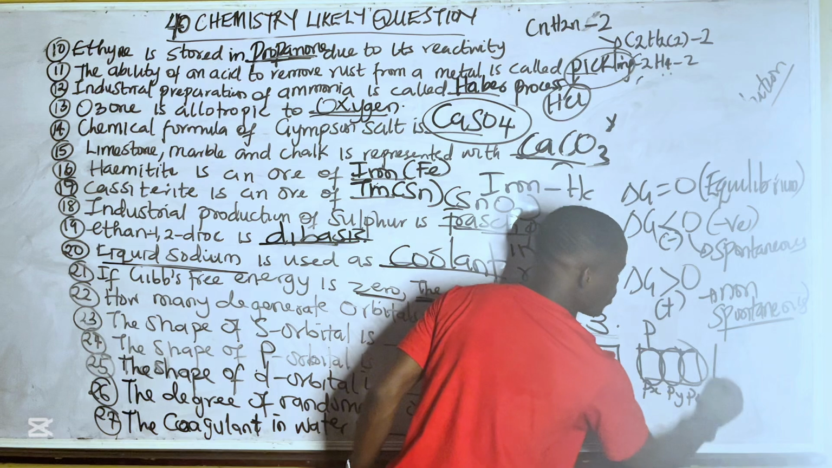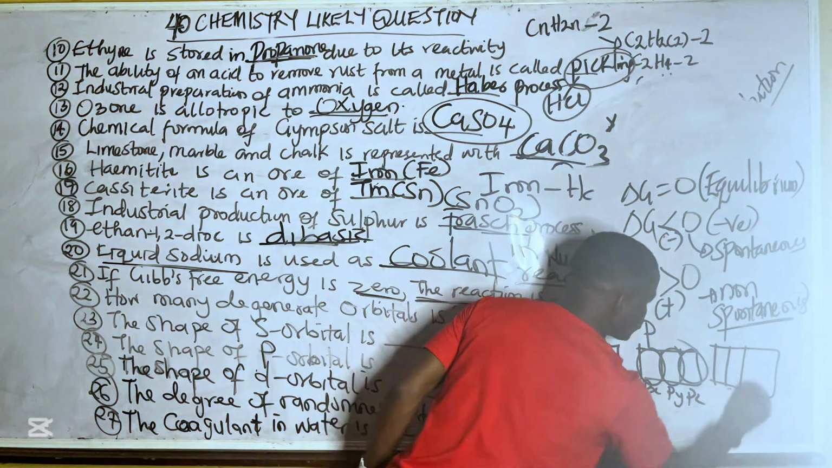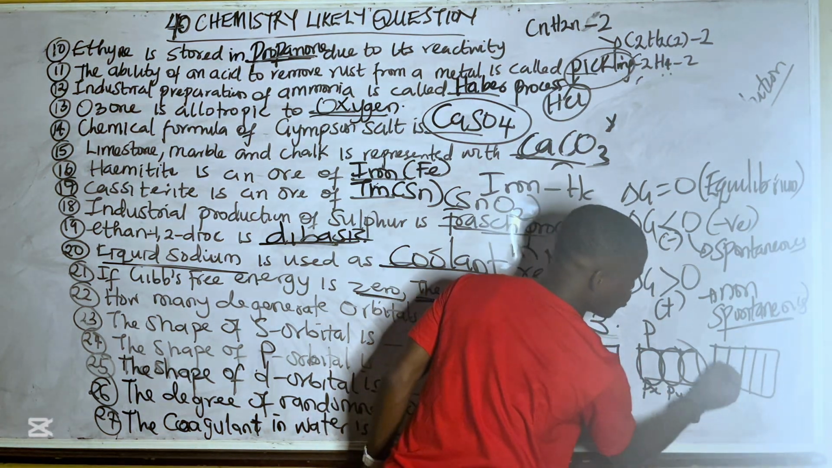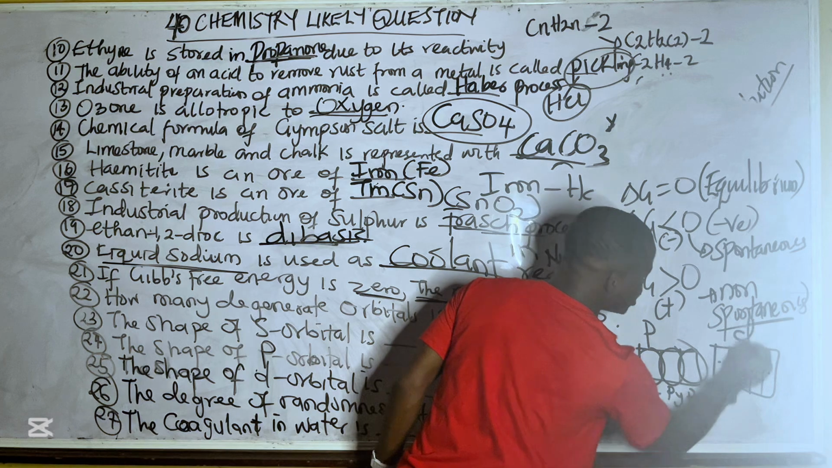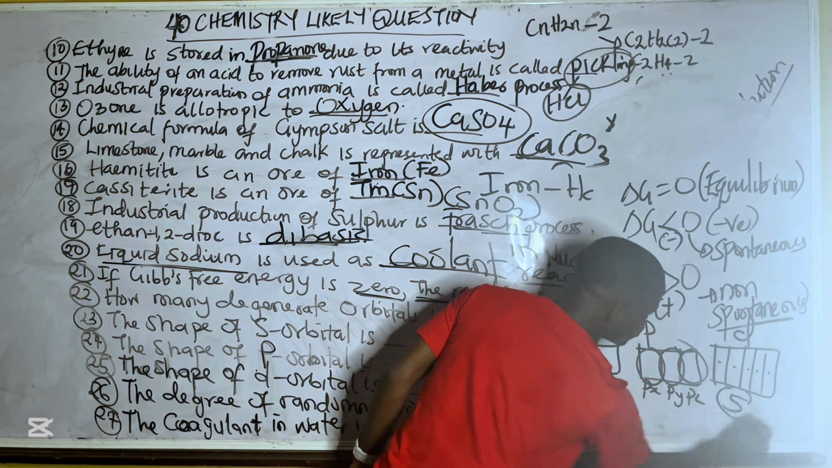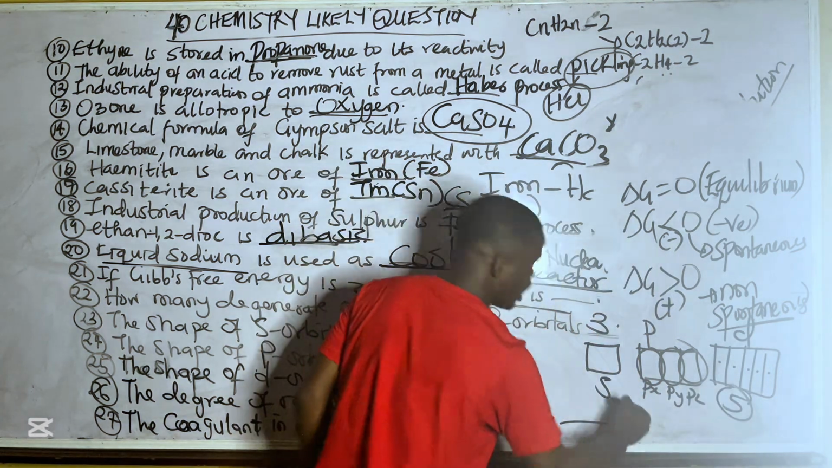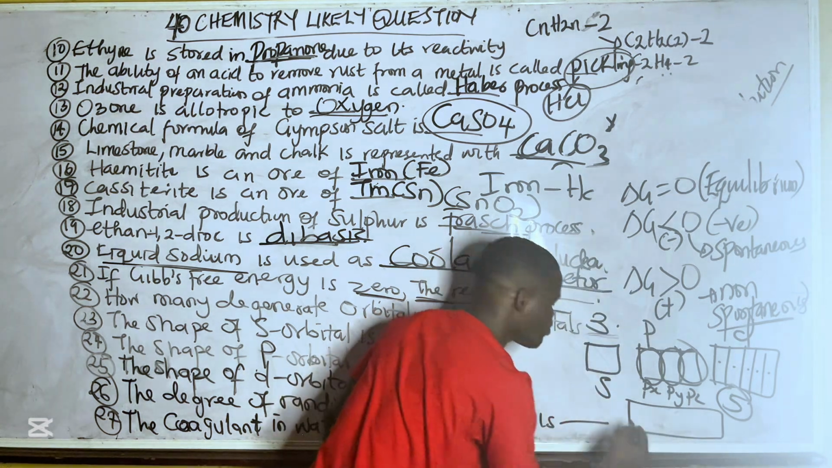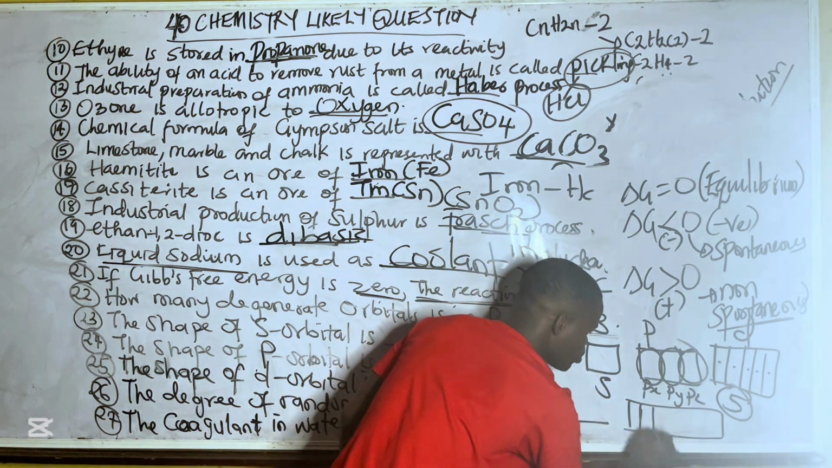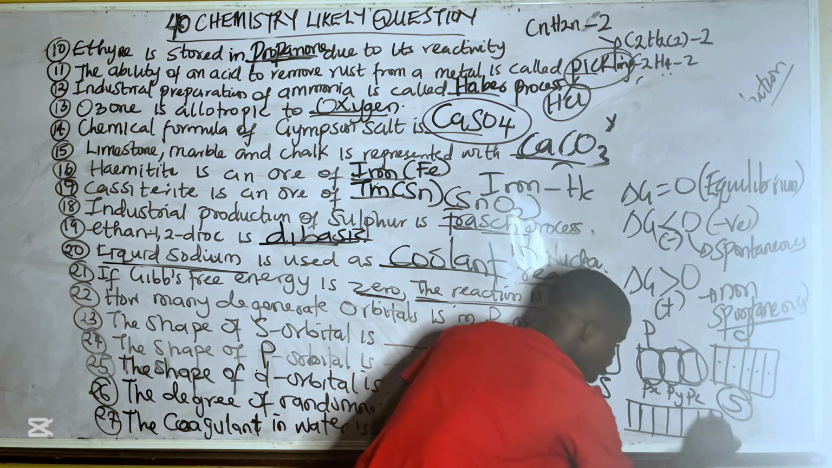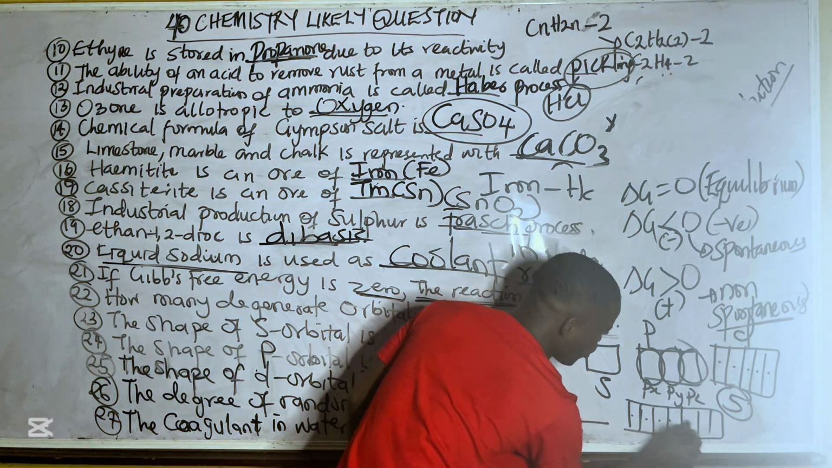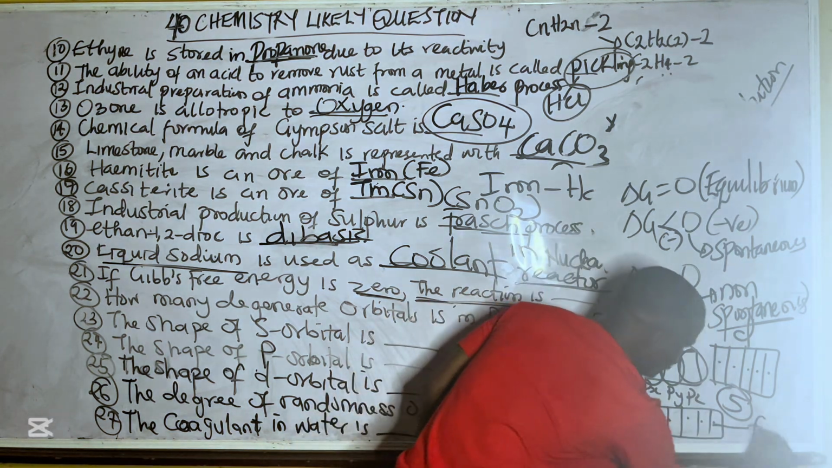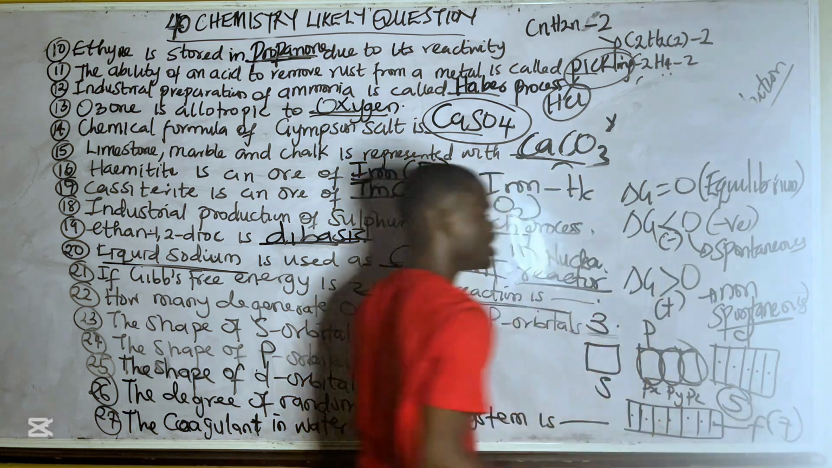There are other ones, like the d orbital. How many degenerate orbitals are we going to have in d? 1, 2, 3, 4, 5. So for d, we have 5 rooms. Then the last common one, which is f, will be 7: 1, 2, 3, 4, 5, 6, 7. So f has 7 degenerate orbitals.